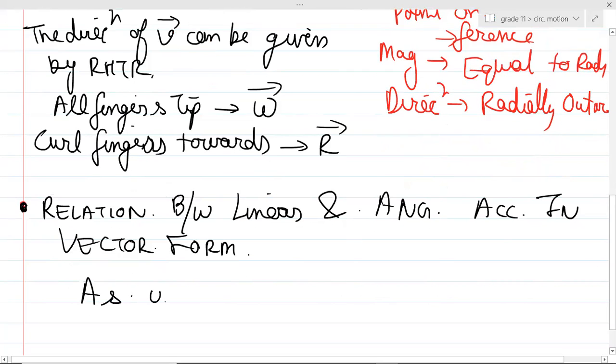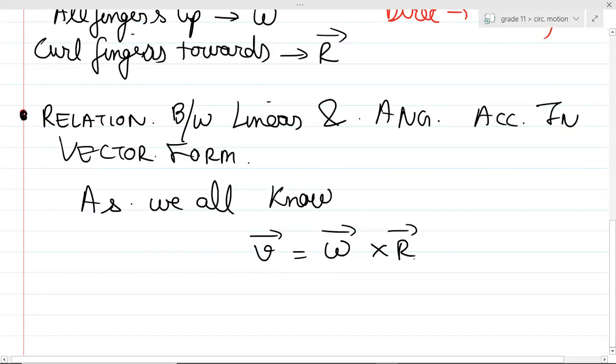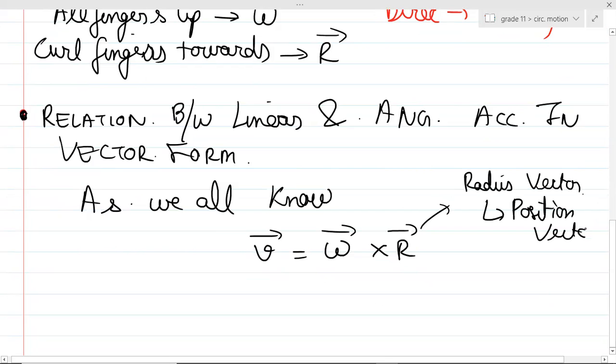First, as we all know, just now derived, V is equal to omega cross R, where R is the position vector. You remember the radius vector is nothing but the position vector, right? Guys, is this clear? Everyone is clear about this concept? The radius vector is nothing but giving the position, right?